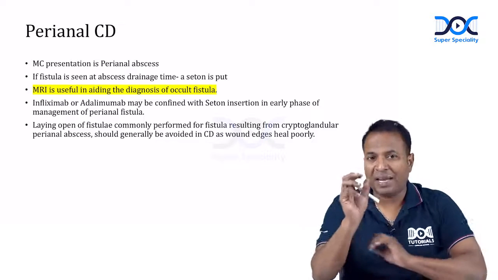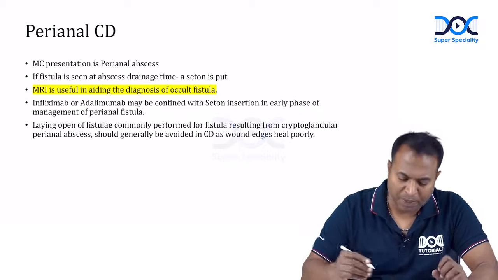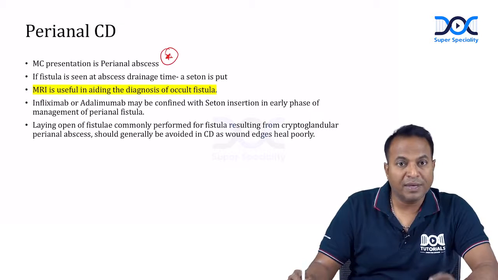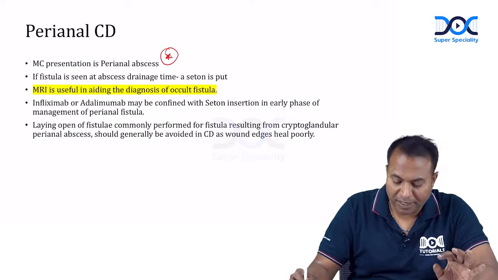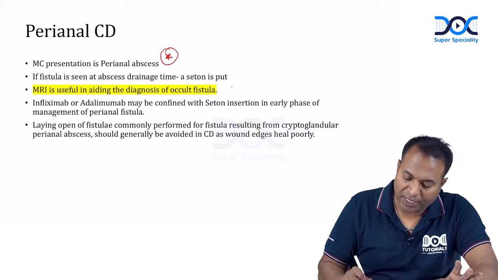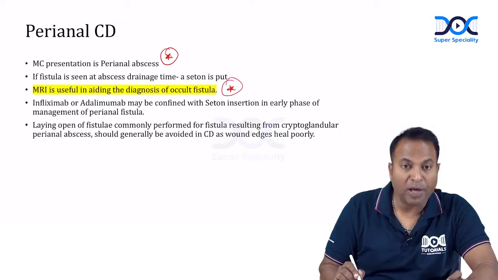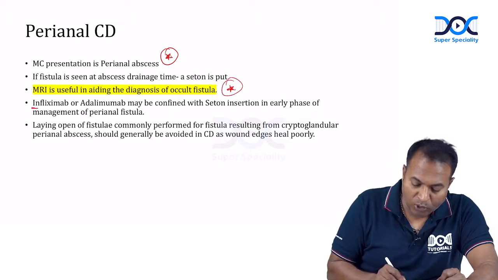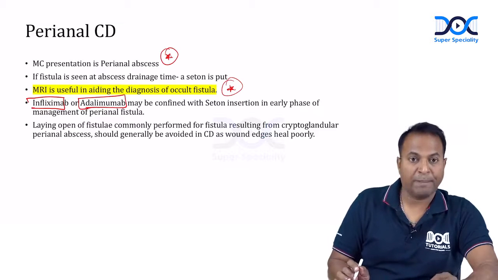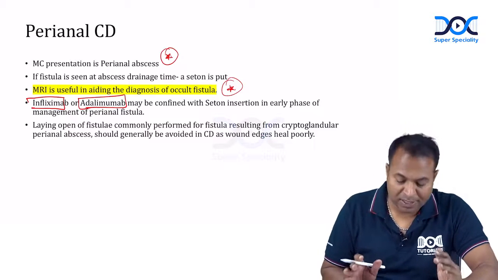Coming to perianal Crohn's disease, the most common presentation is an abscess. If a fistula is seen with the abscess, drain the abscess and put a seton. MRI is useful in diagnosing the silent fistula. Infliximab, adalimumab may be combined with the seton insertion in the early phase. So, try to avoid surgeries in fistula.